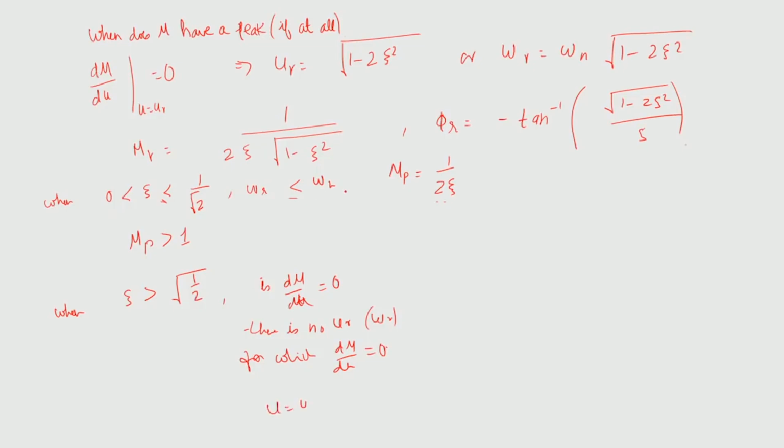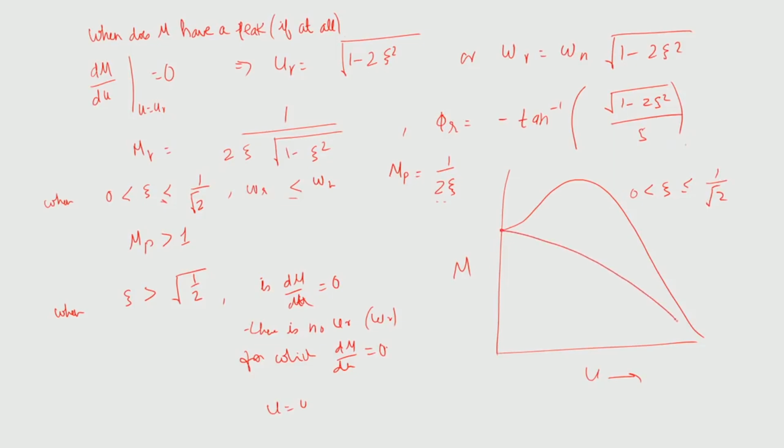Okay. So, let us try to just plot these two things. I am just plotting over u with m. When u equal to 0, m was equal to 1. So, if I look at these things, I get a plot which looks like this. This is for the first case, when 0 less than zeta less than or equal to 1 over square root of 2. And then for all other values, when zeta is greater than 1 over square root of 2, I just get something like this, right. For this, there will be no peak.